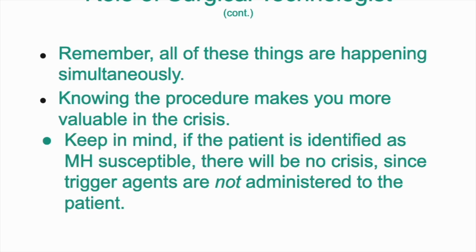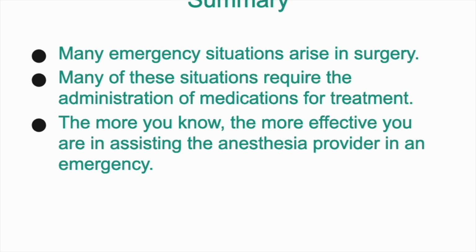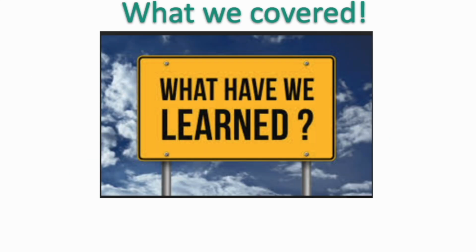In an MH emergency, tasks happen so quickly in parallel. Knowing the procedure and being prepared to act helps the team respond effectively. Stay calm and focused. Patients at risk of MH will not be given triggering agents to prevent a crisis. MH is one of the many emergencies that occur in surgery, and each requires quick thinking and support from the surgical tech. The more knowledge you have, the better you'll be able to assist the anesthesia provider and respond effectively in any emergency situation. So what did we cover?